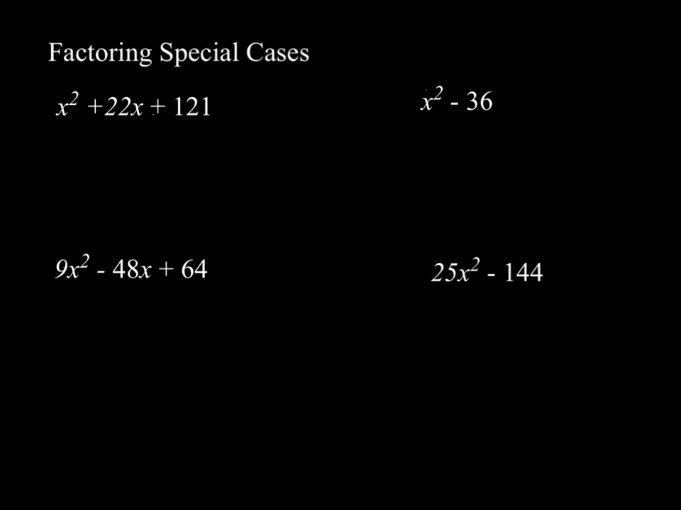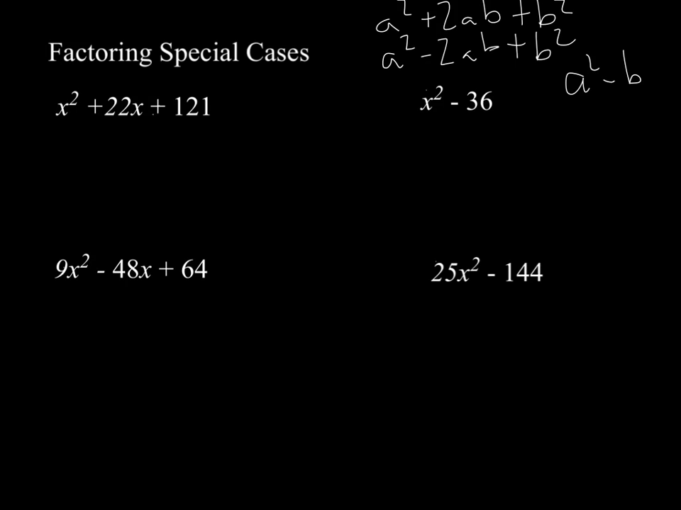This one we're looking at factoring special cases where they're either of the form of the a squared plus 2ab plus b squared, or the other perfect square trinomial of a squared minus 2ab plus b squared. Or they could be the difference of squares where you have a squared minus b squared.